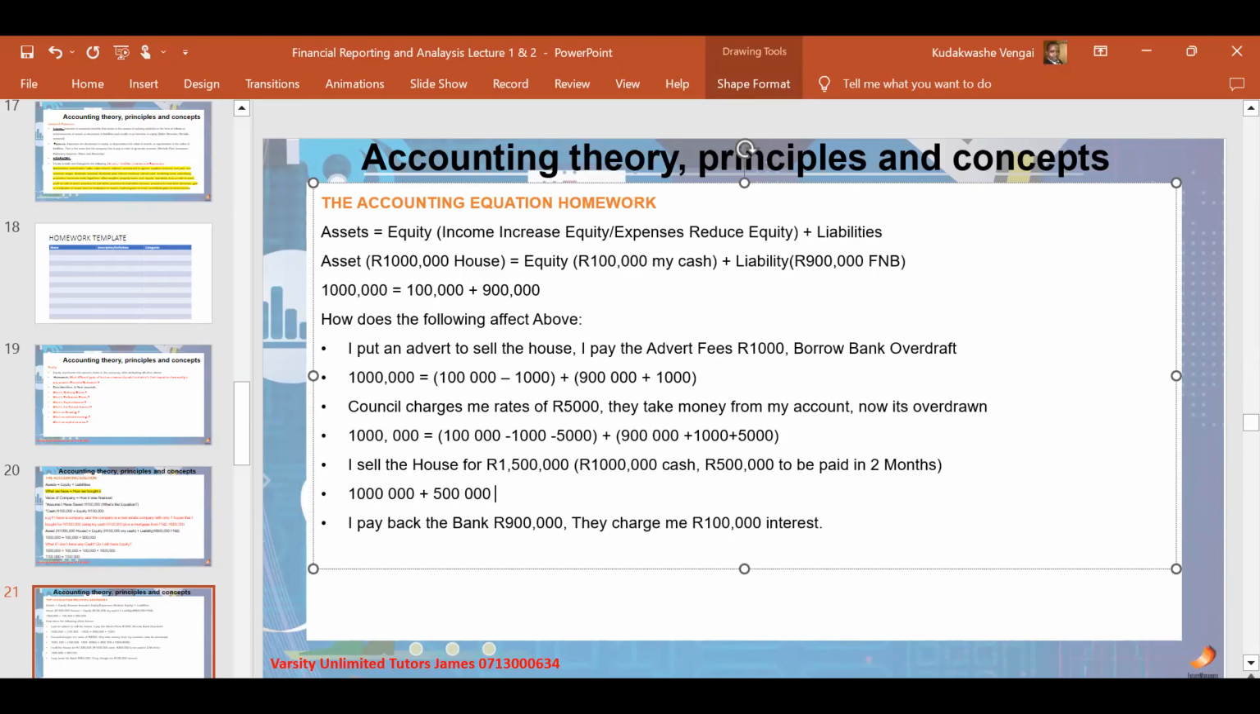A debtor. Remember, we talked about debtors, someone who owes me money that they're going to pay me in the future, equals to, I've sold the house. So this other side is still the same. It's going to be 1 million. Nothing has changed on this side, because I still have equity and I still have liabilities. If you want, we can just write it correctly so that it doesn't confuse us. We can just copy everything there like this.